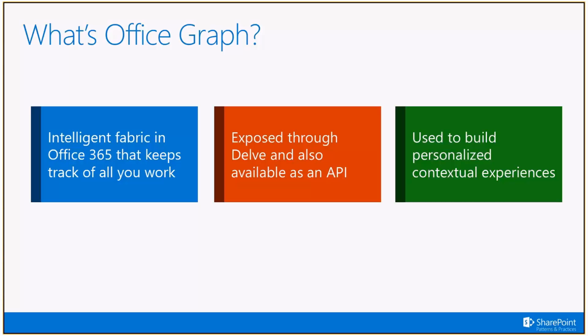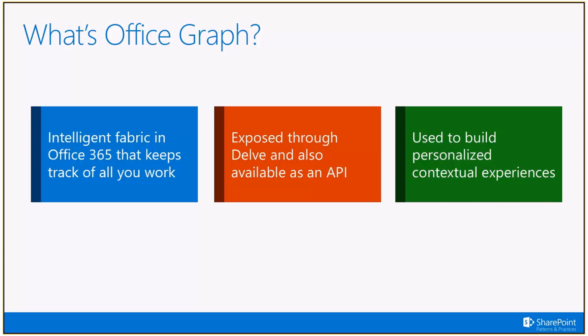It is an intelligence fabric which keeps track of all of your work. What we mean by that is that there's internal machine learning within Office 365 and SharePoint Online, which is tracking, for example, the people you work with, the documents you're working with, and the documents which are most active in a site. All of that data is collected by the Office Graph to then be consumed.